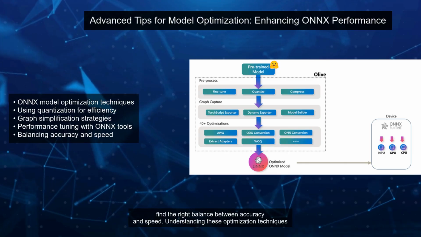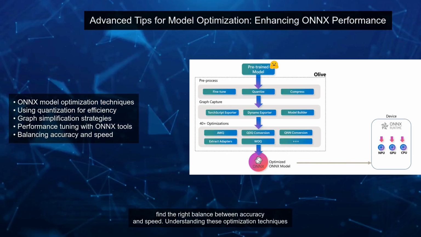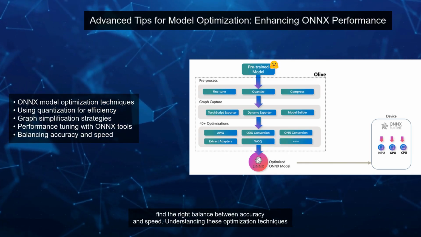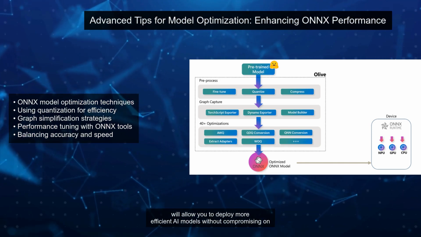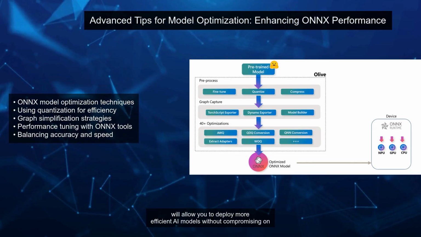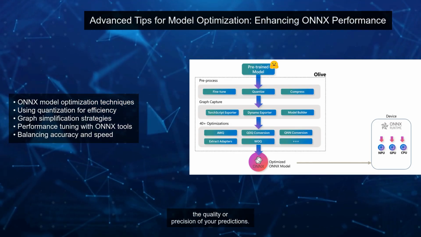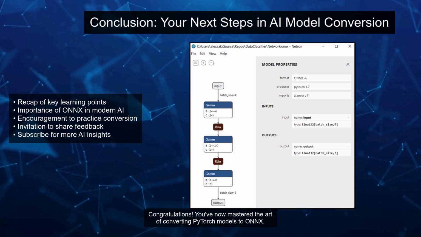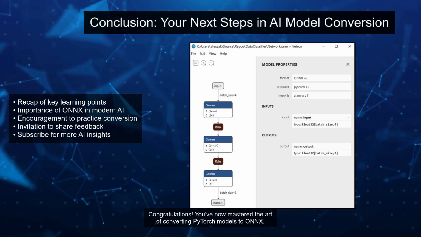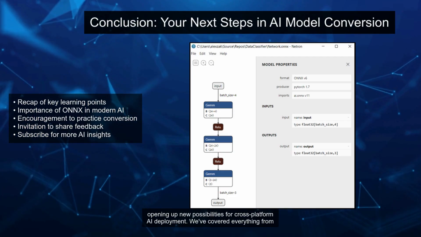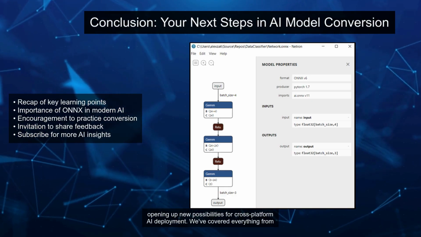ONNX offers tools like ONNX Optimizer for performance tuning, helping you find the right balance between accuracy and speed. Understanding these optimization techniques will allow you to deploy more efficient AI models without compromising on the quality or precision of your predictions. Congratulations! You've now mastered the art of converting PyTorch models to ONNX, opening up new possibilities for cross-platform AI deployment.